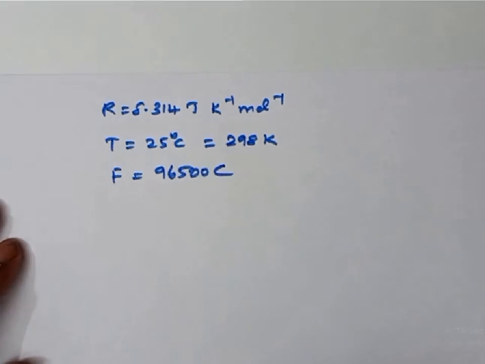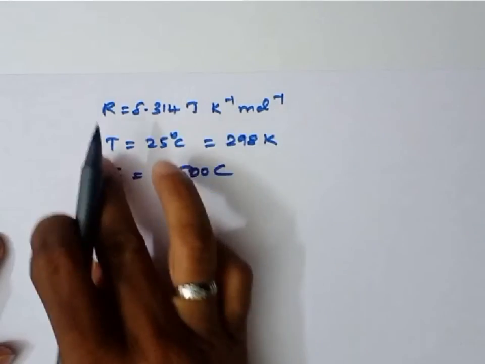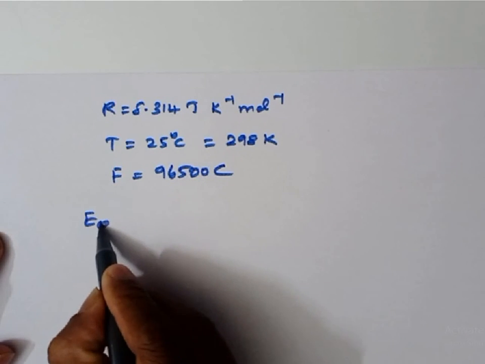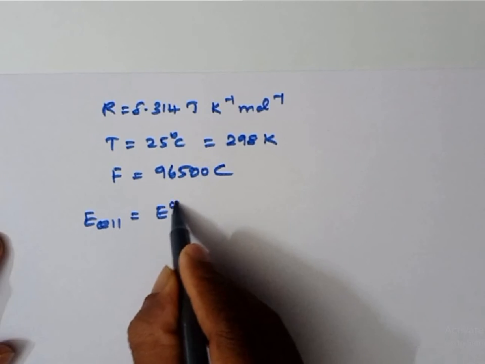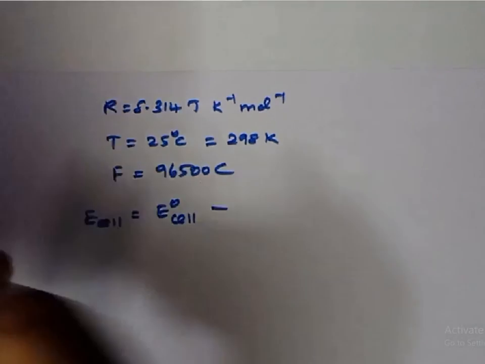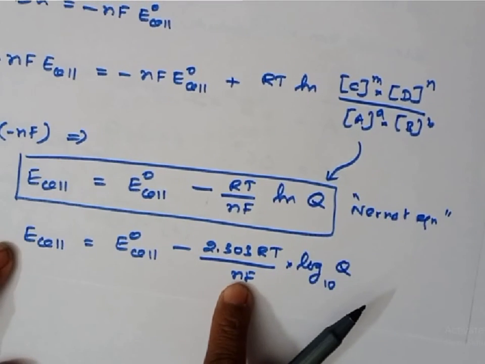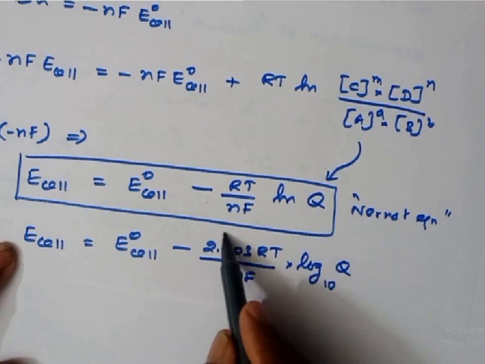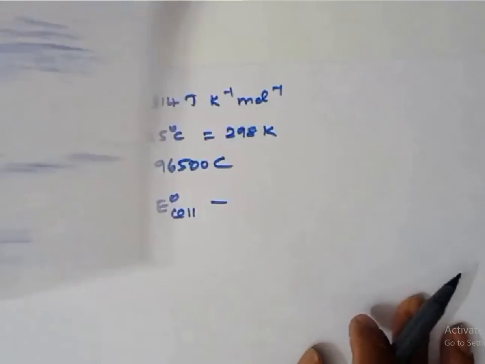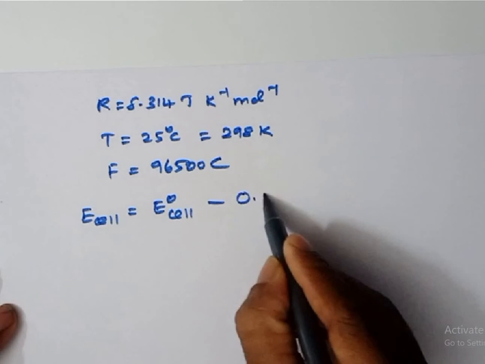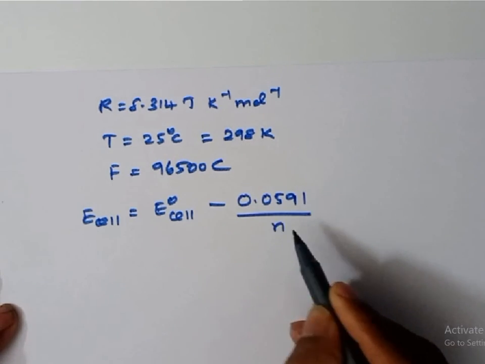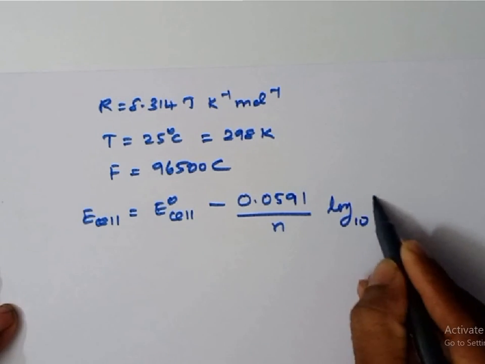96,500 coulomb. This is the Faraday constant. If I substitute all these constants, the equation becomes E cell equals E naught cell minus, except for this n, the remaining things become a constant at 25 degrees Celsius, and that constant is equal to 0.0591 divided by n into log base 10 Q.